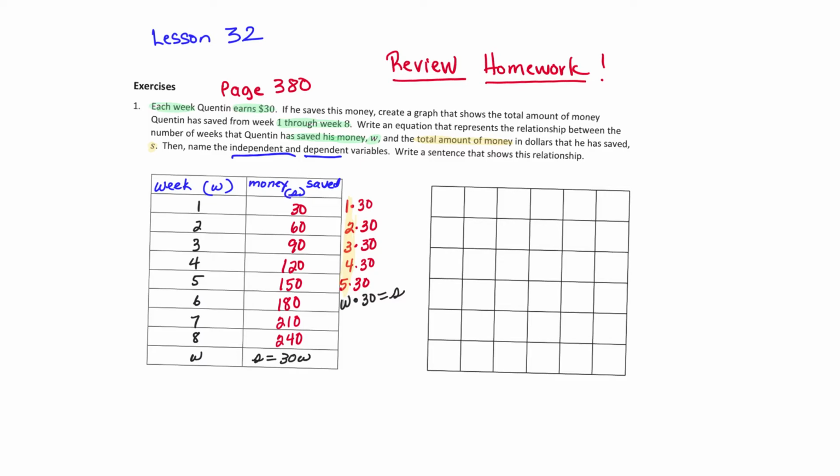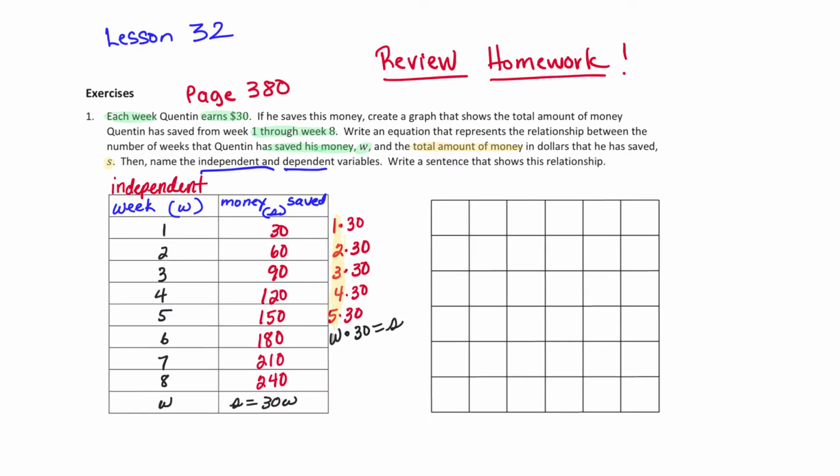Then from here, we're going to use this information to transfer it to your graph. One of the things they told us is that we needed to know which one was the independent and which one was the dependent. The independent is the number of weeks. The amount of money you save is going to be determined by the number of weeks that you work. So the money that you are going to save is going to be the dependent.